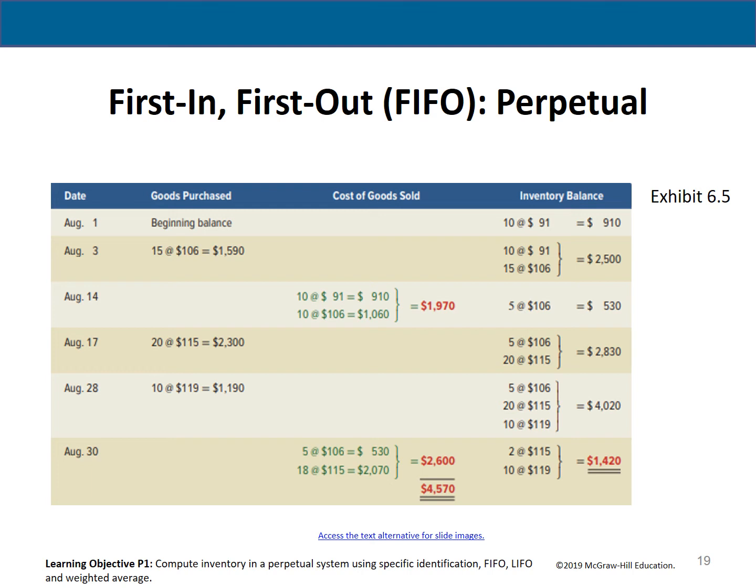So we start the month off with our beginning balance. 10 bikes, they cost $91 each. On August 3rd, we bought 15 more bikes that cost $106. Now remember, it's the company buying these, we're not the customer.